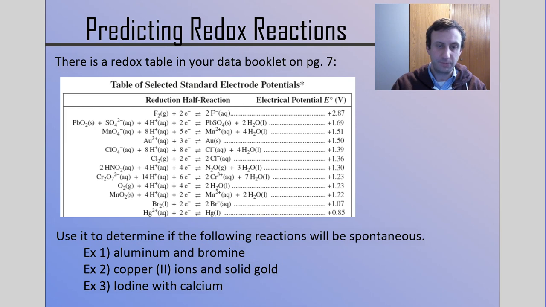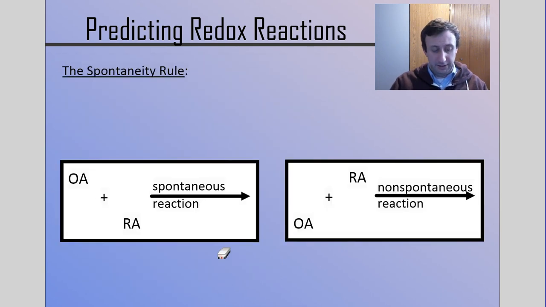So going back one slide here, let's talk about the spontaneity rule. The OA will be on the left-hand side of the reduction half reaction table, the redox table, and the RA will be on the right-hand side. If the OA is above the RA, I'm going to switch pen colors here.